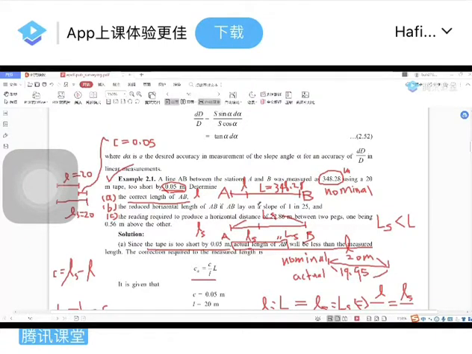Because you don't have this standardized tape. If you already had it, why bother using this tape? This tape is not standardized. You only have this tape in hand, so the best you can do is use this tape to measure. But you know the discrepancy between your tape and the other tape.